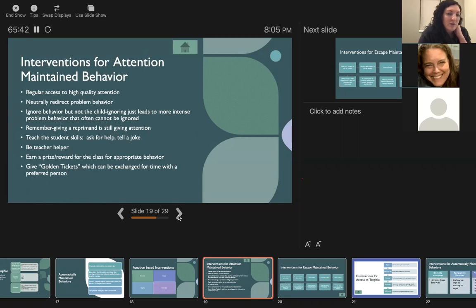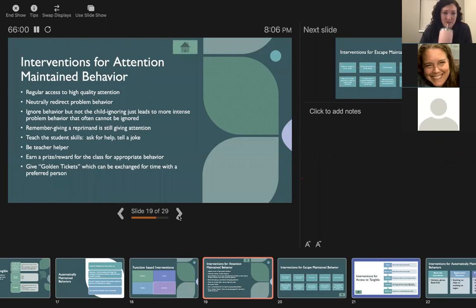Do remember that giving a reprimand is still giving attention. We can reprimand, we can redirect, but in a way that's of lower quality in terms of the high quality attention I talked about earlier.